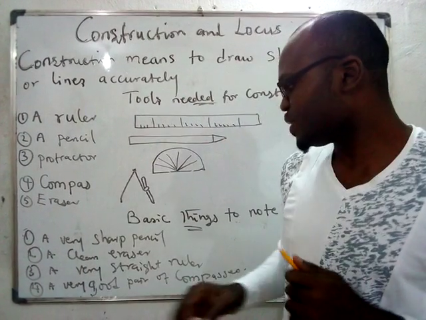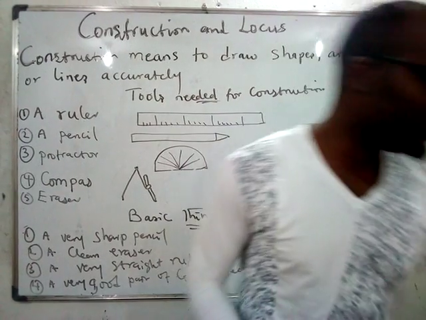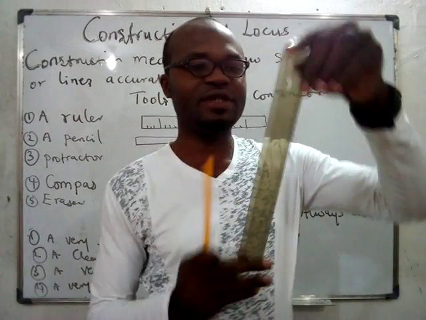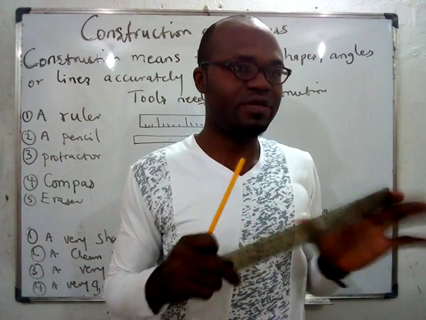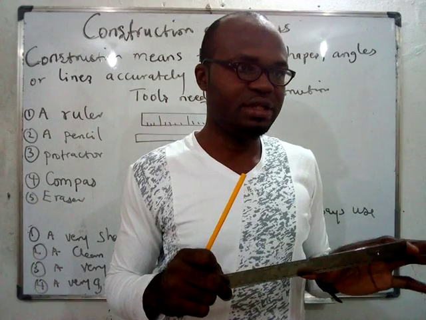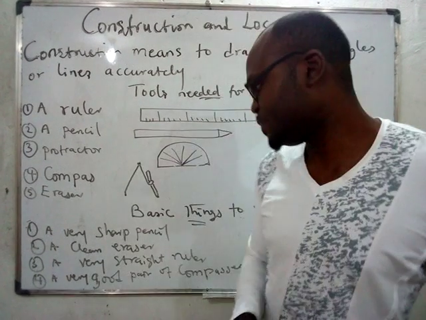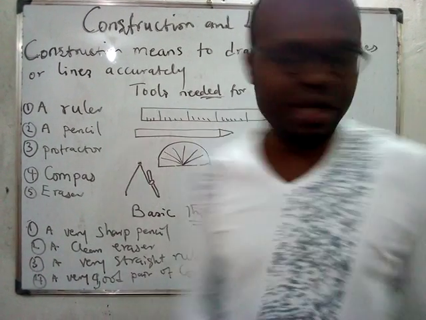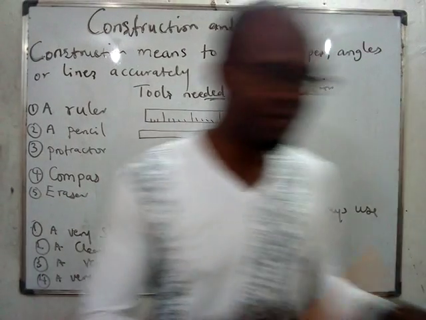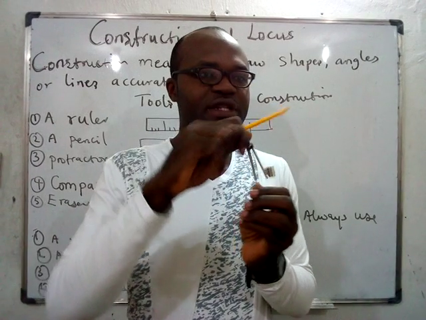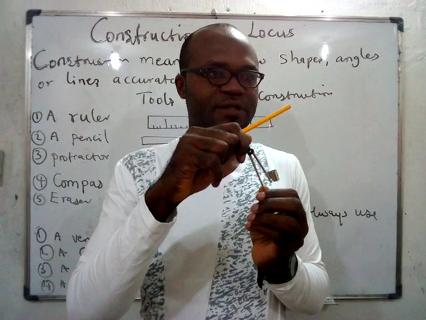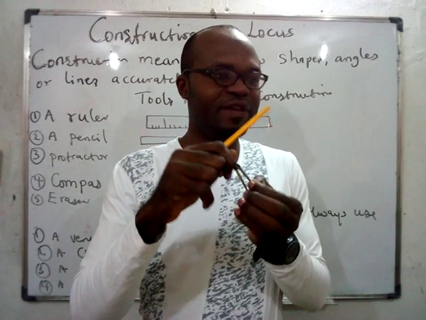Is that clear? You have to also use a very straight ruler. This is my ruler. It has to be straight. Once your ruler starts having problems, it will not give you accurate construction. Is that clear? So you have to have a very straight ruler, and you have to have a very good pair of compass. This pair of compass, if it is not strong, as you're marking out your arcs, it will be giving you different measurements. So you have to make sure that it's firmly fixed.